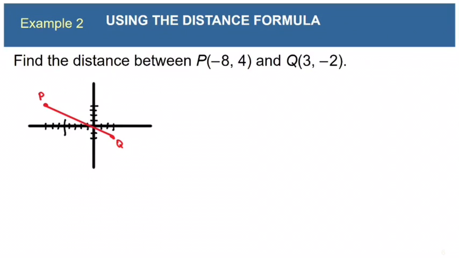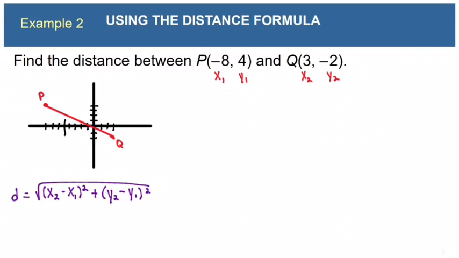Now what you need to do is imagine a horizontal and a vertical side here so that you sort of see the right triangle. Alright, now our 2 points we can call x1, y1 and x2, y2. And here's the formula just for reference. So what we want to do is find out how long the horizontal side is by doing x2 minus x1. Find out how long the vertical side is by doing y2 minus y1. Square each of those lengths, add them together, and then square root.